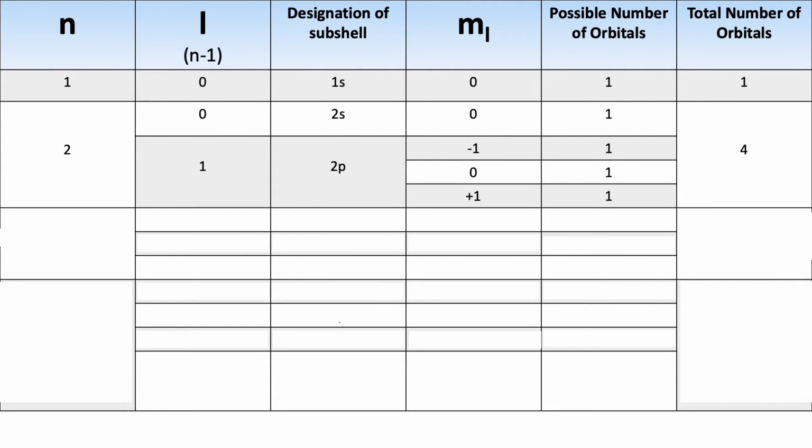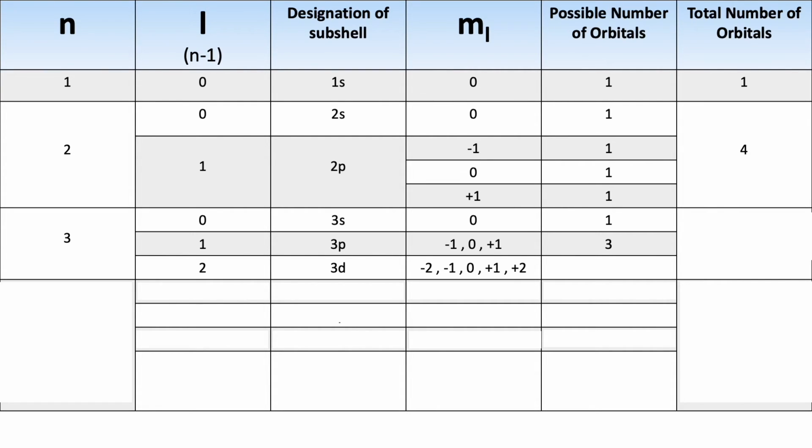Let's try the third energy level together. When n equals 3, L could be 0, 1 and 2. 0 similar to the previous case, 3s subshell. 1 similar to the previous case, 3p subshell. 2 is the d orbitals.